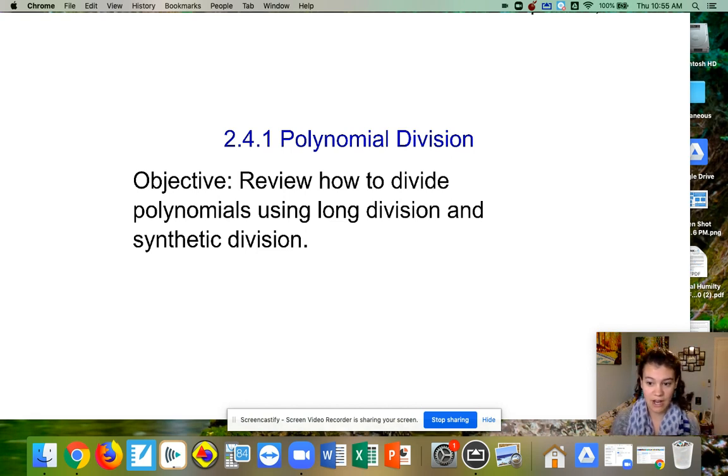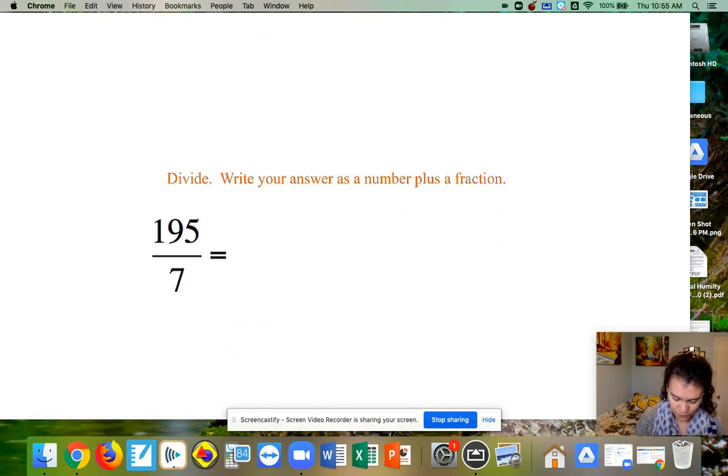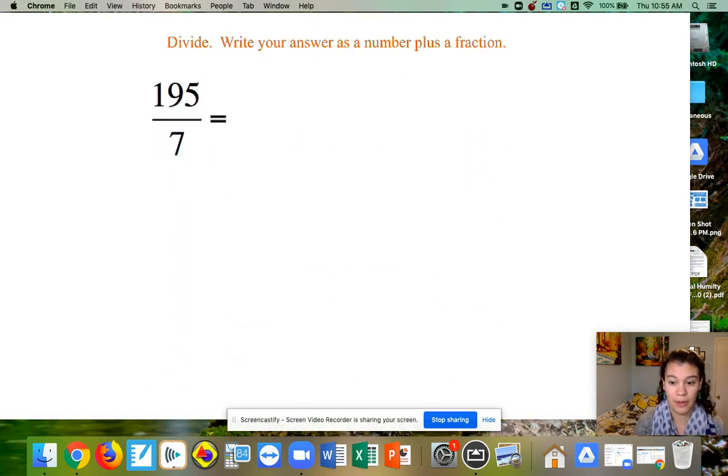All right, so today we're going to talk about polynomial division. First, we're going to review how to do polynomial division and how to do synthetic division. So you've done this maybe before, but it probably has been a while. So as a warm-up or a practice, divide this by hand using long division, and then write your answer as a number plus a fraction.